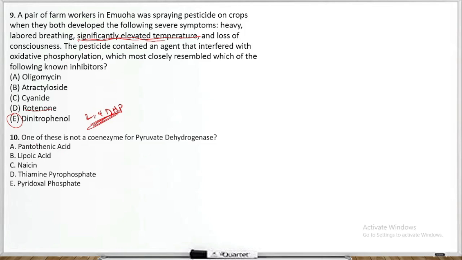So question 10 now. One of these is not a coenzyme for pyruvate dehydrogenase, and the answer is pyridoxal phosphate. So vitamin B6 has no business here. So we have tender loving care for Nengi. I know you may say, what about pantothenic acid? It is actually what makes coenzyme A. That's the C part here. So that's it with this MCQ.